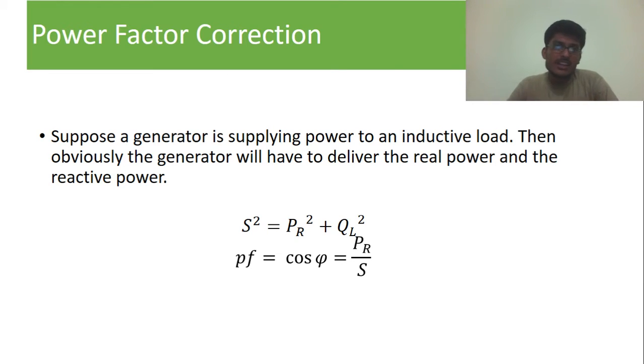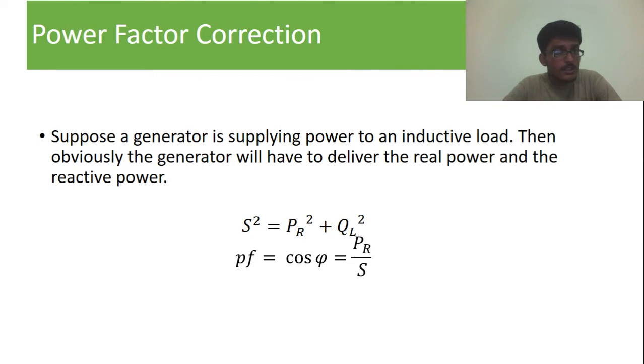So now let us see an example, and then we will understand how we improve the power factor. So suppose the generator is supplying power to an inductive load. As we know, most of the loads in nature are inductive loads. You consider motor, fan, refrigerator, pumps, they're inductive loads. So suppose the generator is supplying power to an inductive load, then obviously it will have to deliver the real power as well as the reactive power.